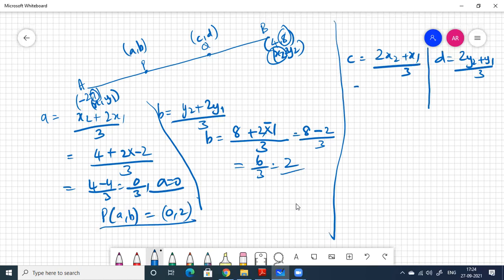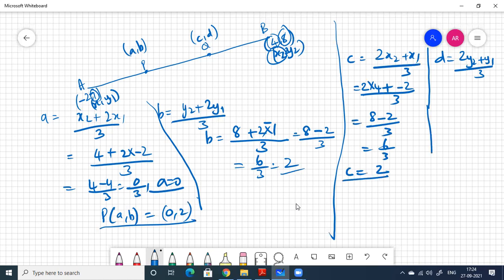So let us say 2 into, what is x2? x2 is 4. 2 into 4 plus what is x1? x1 is -2 divided by 3. Okay, 2 into 4 is 8 minus 2 divided by 3. That is 6 divided by 3. That is 2. So C is equal to 2.